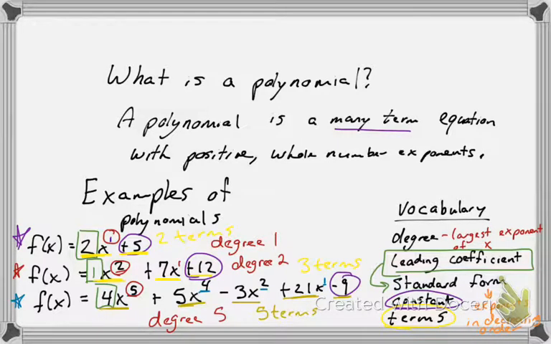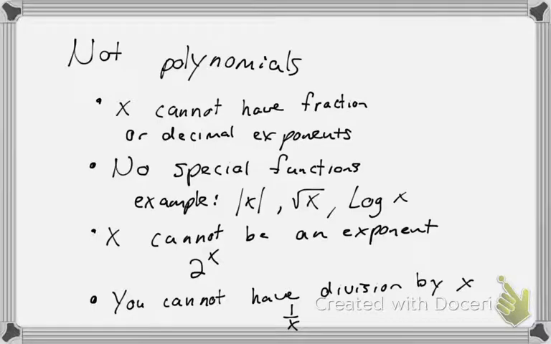So those should be something pretty easy to identify. The next thing that we have are what makes something not a polynomial. So things that are not polynomials: you cannot have x with a fraction or a decimal exponent. So you're not going to have x to the 3 over 2 power. You're not going to have x to the 1.5 power. That's not allowed.